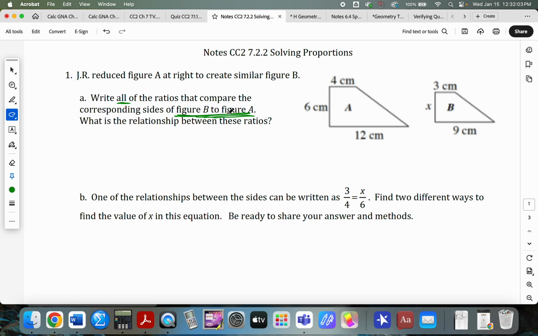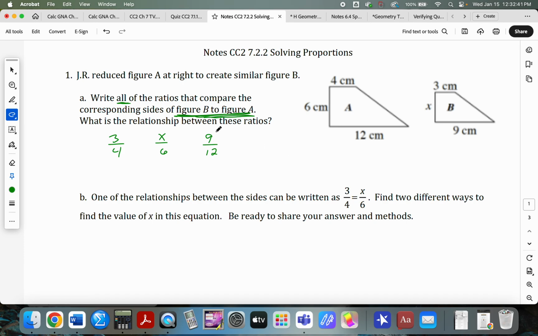Now, when it says B to A, that means B is on top and A is on bottom. That's very specific. Sometimes it doesn't say. Sometimes the problem says write a ratio for this problem. It doesn't matter which one's on top and which one's on bottom. But this one says B to A, so that's going to be 3 to 4, x to 6, and 9 to 12. So if you have any of those upside down, let's get that fixed.